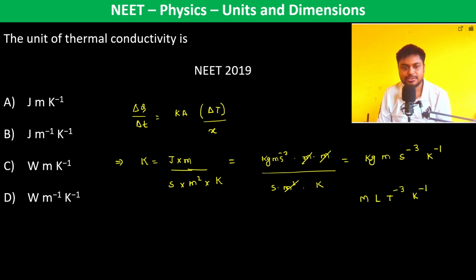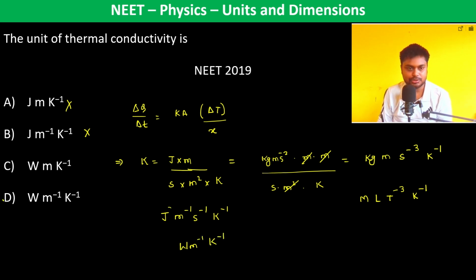Oh, so here it's being given in joule and watts. Okay, so of course it's going to be joule, m to the power minus 1, s to the power minus 1, K to the power minus 1. Okay, so this is not correct. Now joule per second is watt, so therefore watt per meter per Kelvin is correct, so therefore D option is going to be correct.